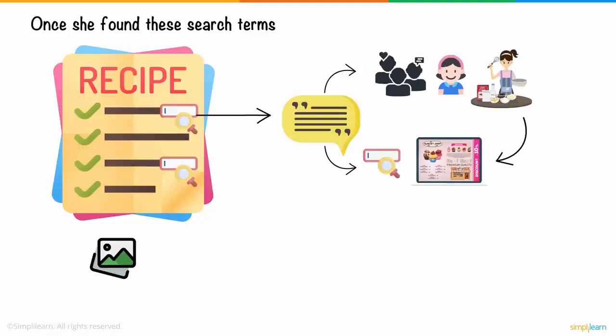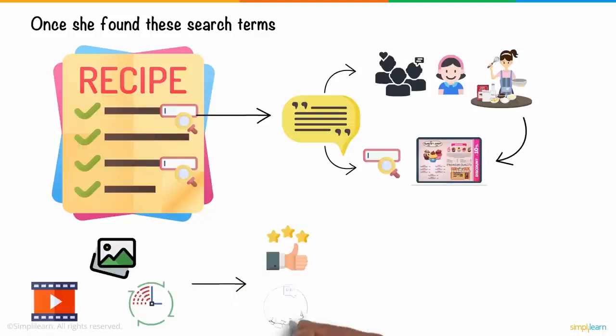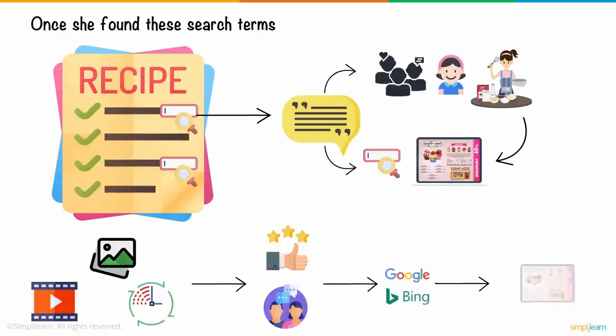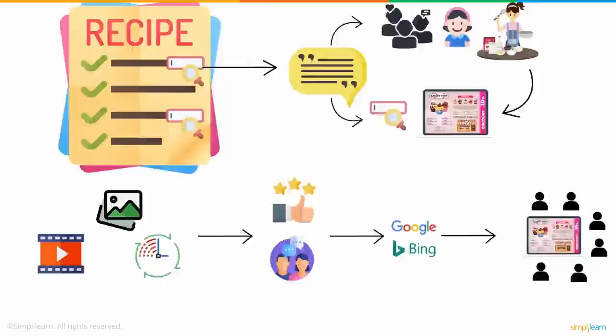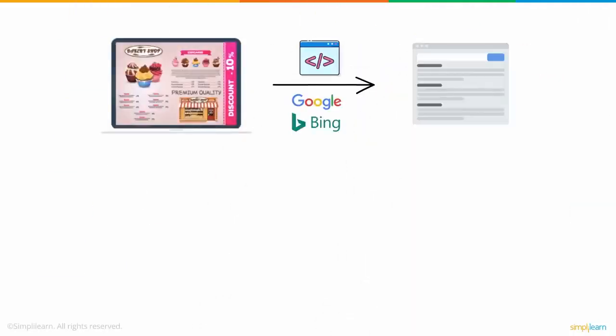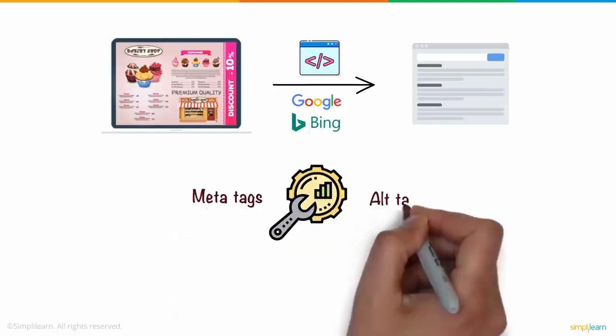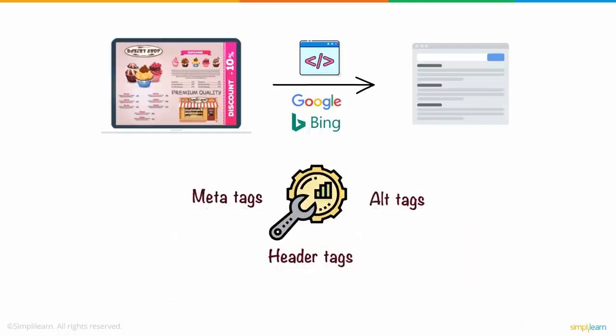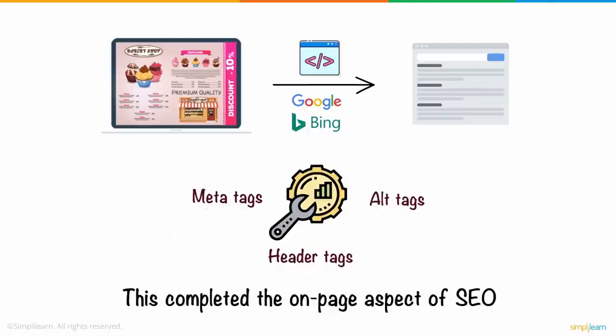Additionally, she added pictures, videos, time-lapses, and more to increase credibility and engagement for her content and subsequently persuading search engines to show her content to more people. After this, she moved to the website meta content that search engines display when her blog appears in search results. She optimized the meta tags, alt tags, header tags, and more. This completed the on-page aspect of SEO.